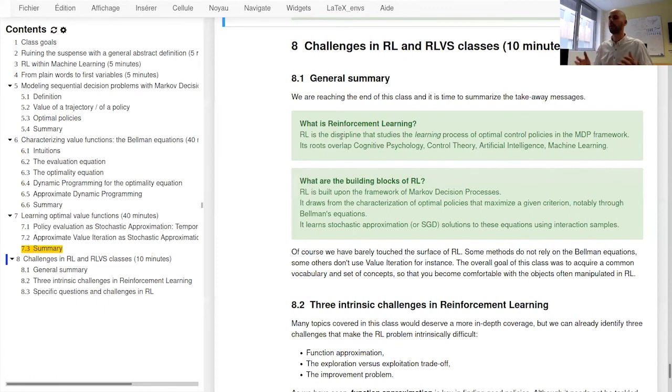So, of course, in 3 hours, we have barely touched the surface of RL and the theory behind. But what I really wanted is for you to manipulate along those 3 hours the concepts that we play with on an everyday basis in RL. Some methods that you will come across during RLVS do not even rely on the Bellman equations. Some others rely on the Bellman equations, but don't use value iteration, for instance. We can't cover it all in 3 hours, but what we have covered is really the building blocks and the building mechanisms and main concepts around reinforcement learning, which was our goal in an introduction to reinforcement learning fundamentals.